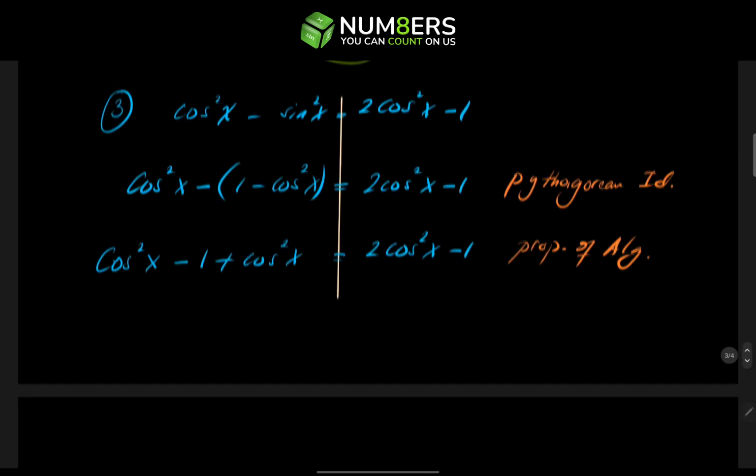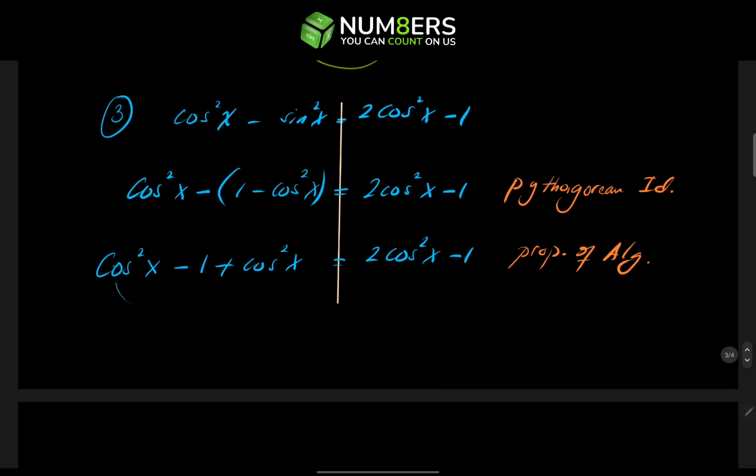That's a weird looking G. Now we simplify. Cosine squared plus cosine squared is 2 cosine squared. So we have 2 cosine squared x minus 1 is equal to 2 cosine squared x minus 1, and we just verified the identity by simplifying.